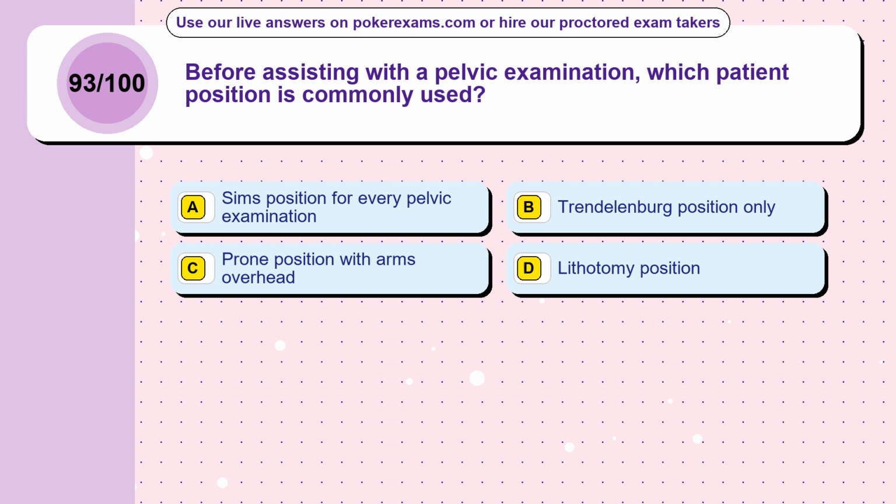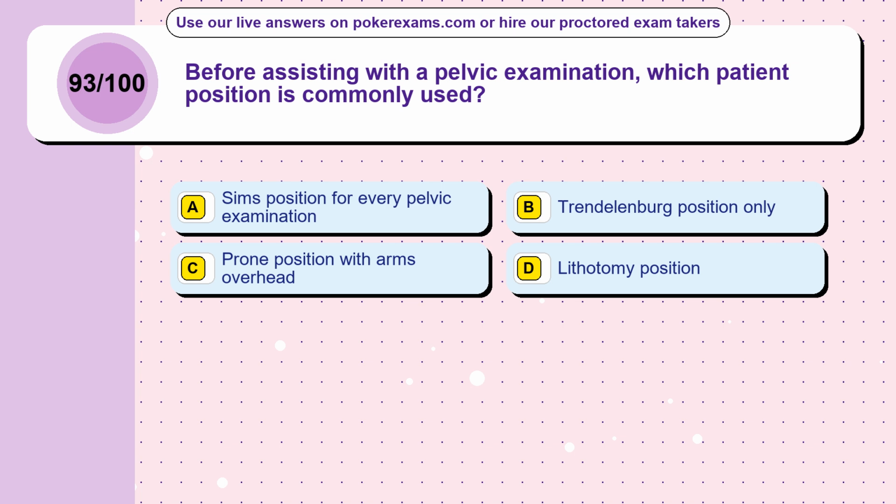Question 93. Before assisting with a pelvic examination, which patient position is commonly used? Option A. Sims position for every pelvic examination. Option B. Trendelenburg position only. Option C. Prone position with arms overhead. Option D.